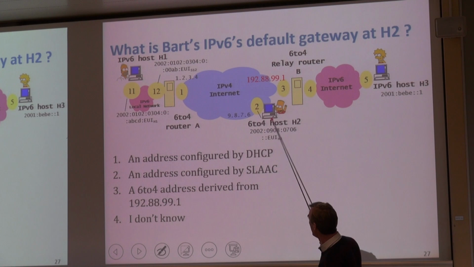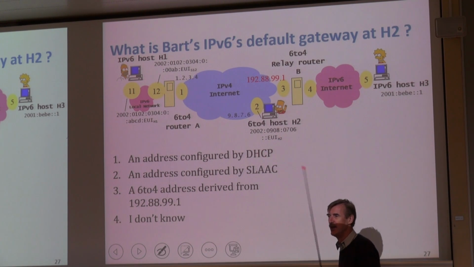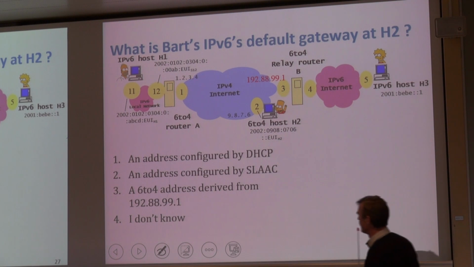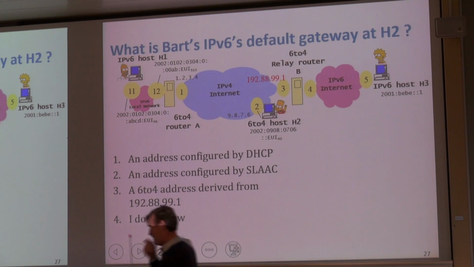Now, if you take your Mac or PC and do it on the IPv4 internet, what do you think should be the default configuration for the default gateway at H2, the IPv6 default gateway? I close in 5 seconds.